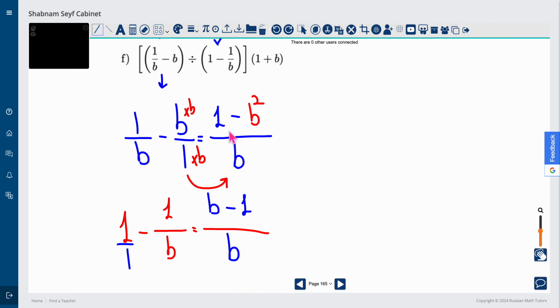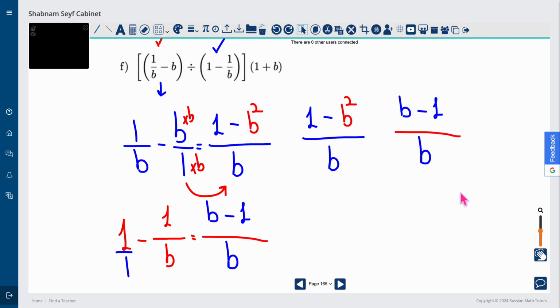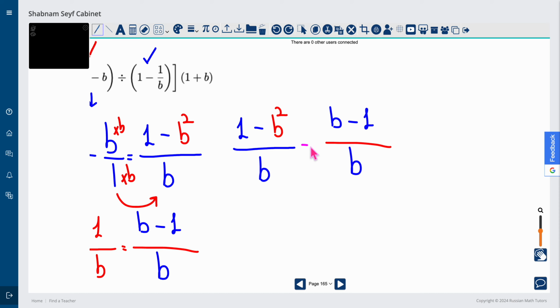I know that I'm dividing these two. When we're dividing two fractions, I'm going to try to write it once more so we can see it better. This is our first fraction, and it's being divided by this fraction. What do we do in division between two fractions? We use KFC, meaning we're going to keep the first one as it is, flip the second one, and then change the sign between them.